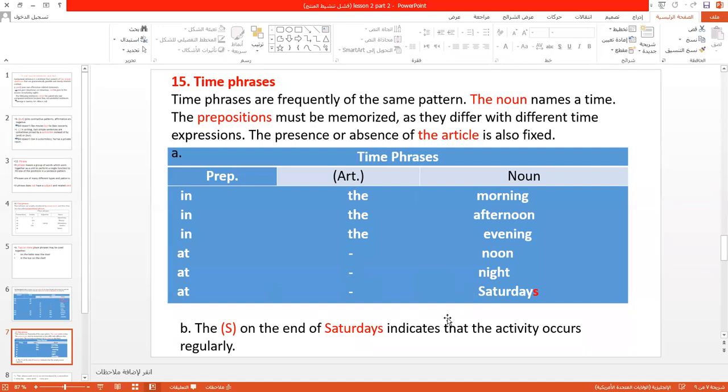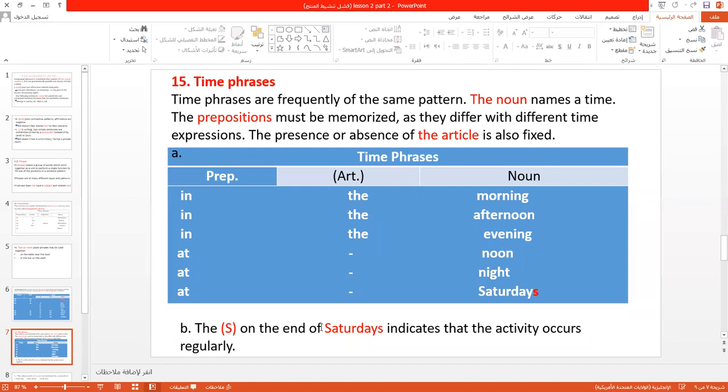Look, here the S, as you see, I put the S in red color. When I put S with Saturdays, with Mondays, this means what? On Saturdays, meaning several successive Saturdays. For example, we have a grammar lecture on what?